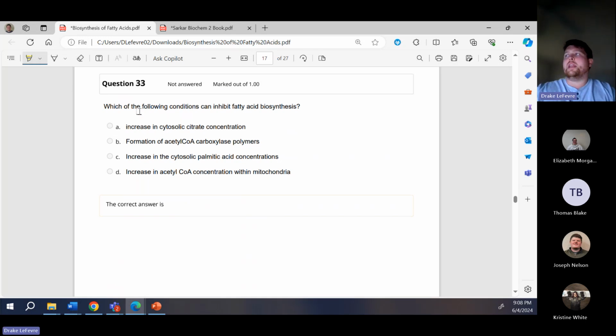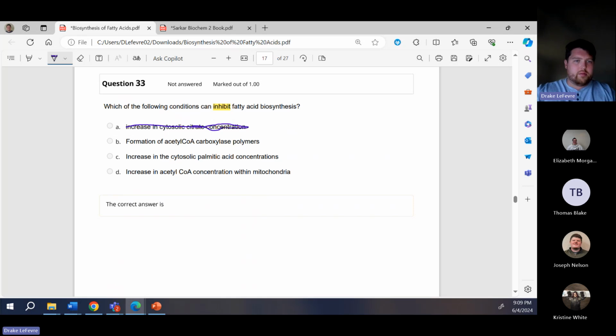Which of the following conditions can inhibit fatty acid biosynthesis? So we look at this first choice, increase in cytosolic citrate concentration. We already talked about citrate being an allosteric activator. Formation of acetyl-CoA carboxylase polymers.